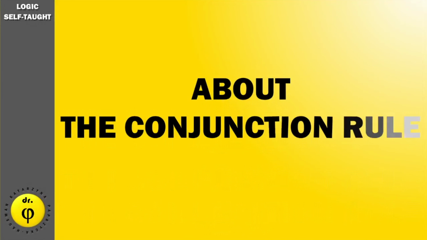The conjunction rule allows us to introduce a conjunction to the proof. Basically, the rule says, look, if you have two propositions, however complex, on their own lines, you're allowed to infer a conjunction of these two propositions.